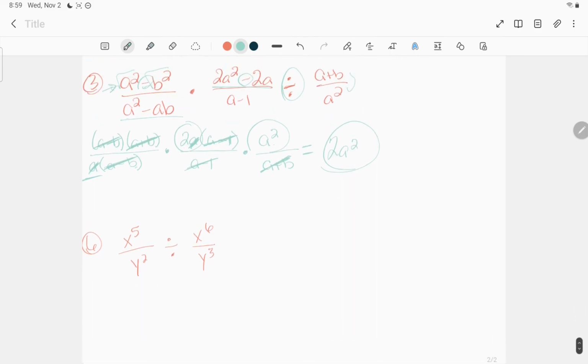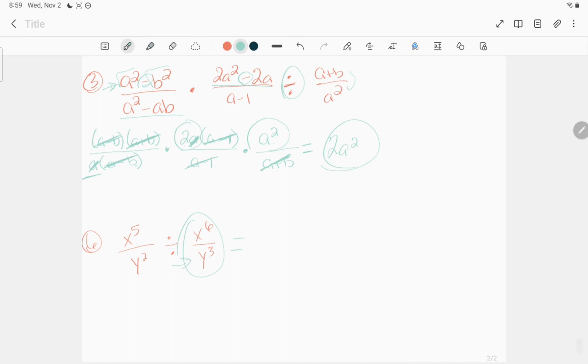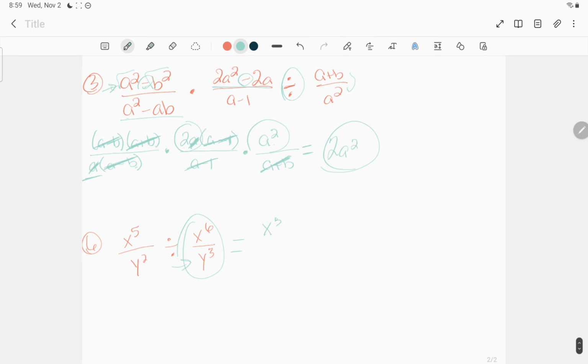All right, and then number 6, and this one will be our last one. And you should be able to do the rest of those on your own. So I just have to rewrite it. It's just two terms, or it's a binomial. So I just flip the second one, the one that's to the right of the division sign. So I have x to the 5th over y squared times y to the 3rd over x to the 6th.